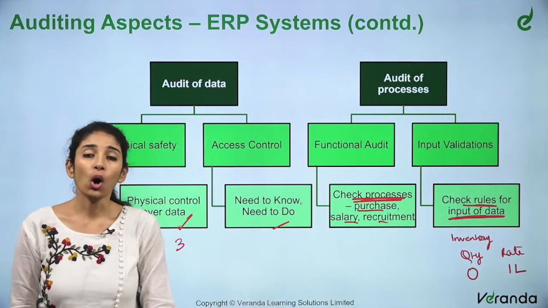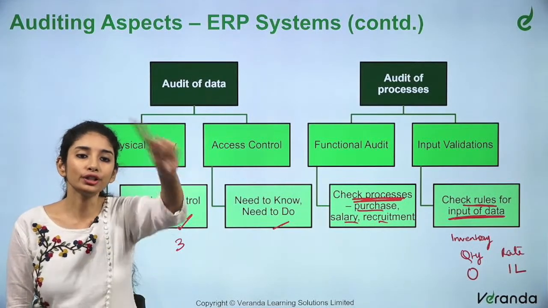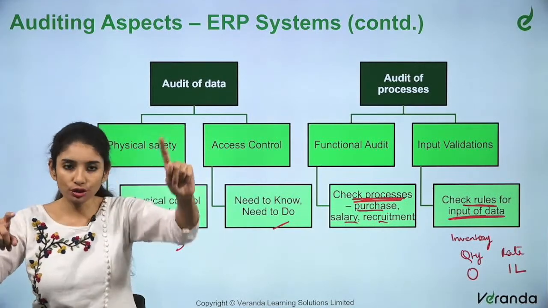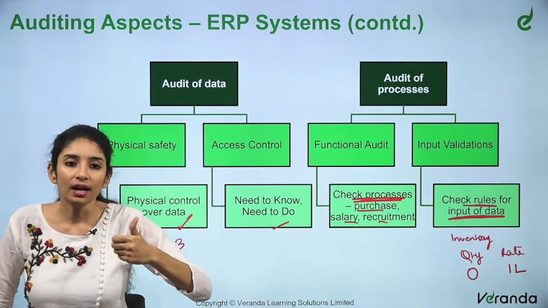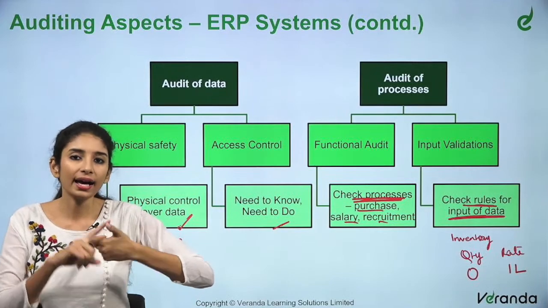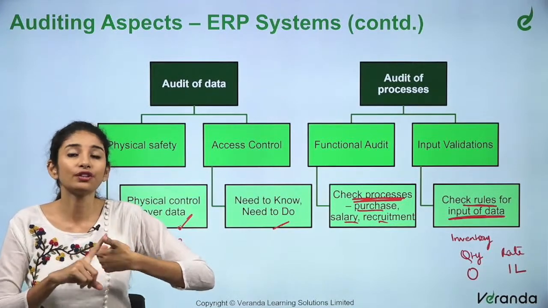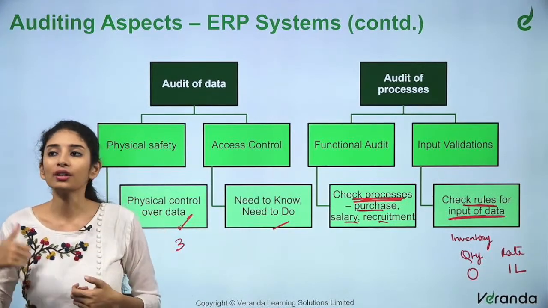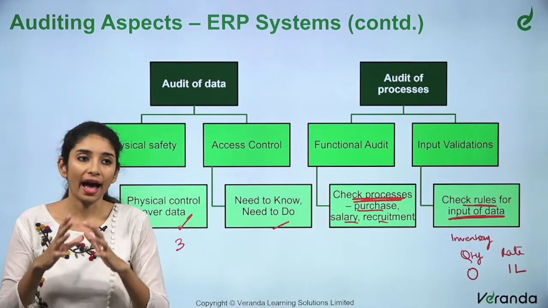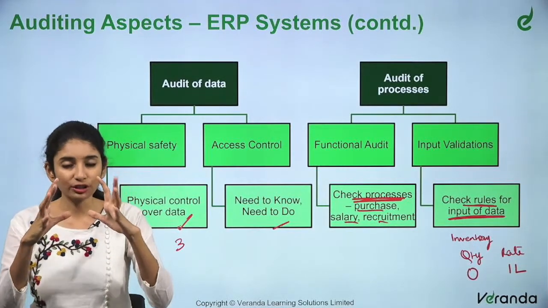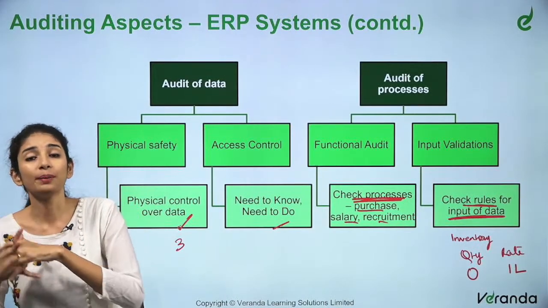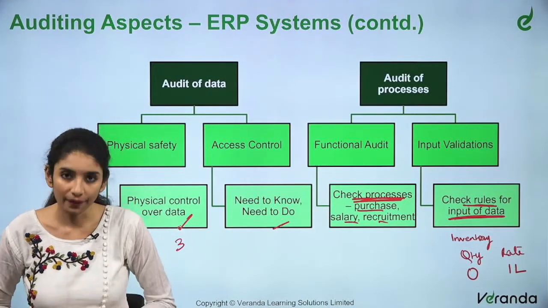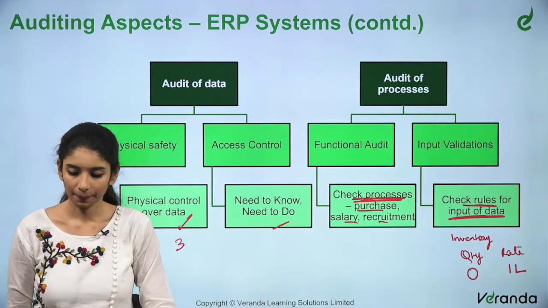Okay. So, auditing aspects of ERP: audit of data, audit of processes. Under audit of data, we have physical safety of the data and access control. Under auditing of processes, we have functional audit and input validation rules. Clear?